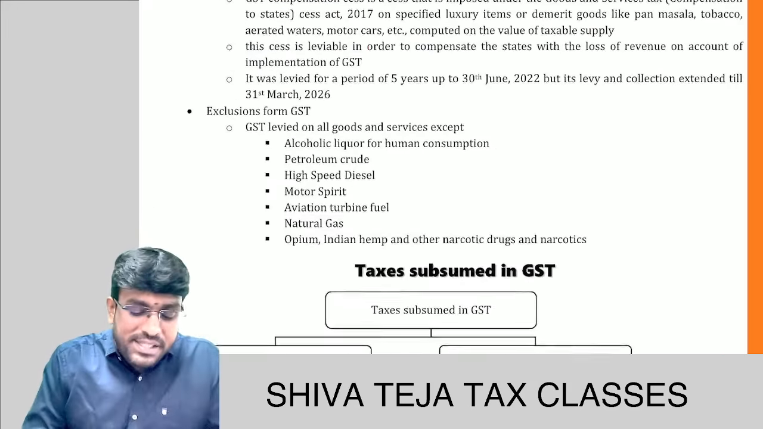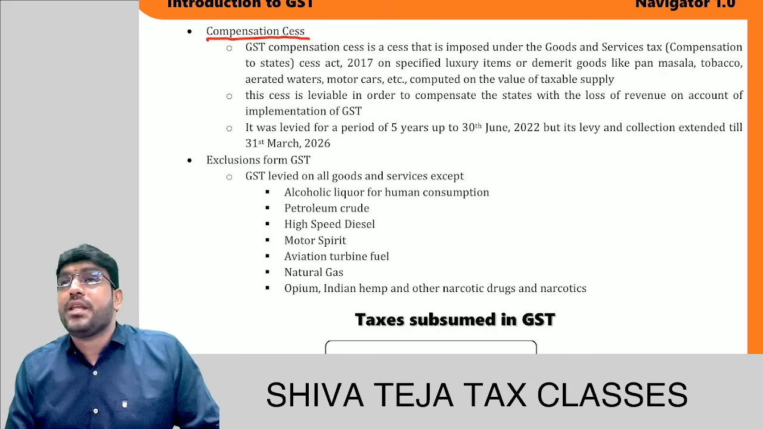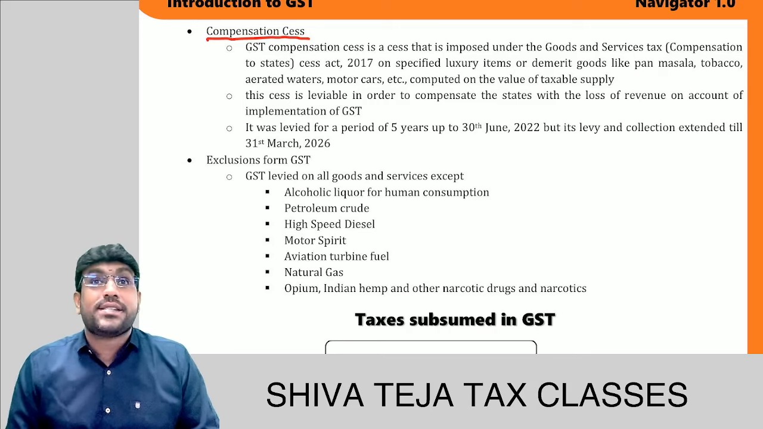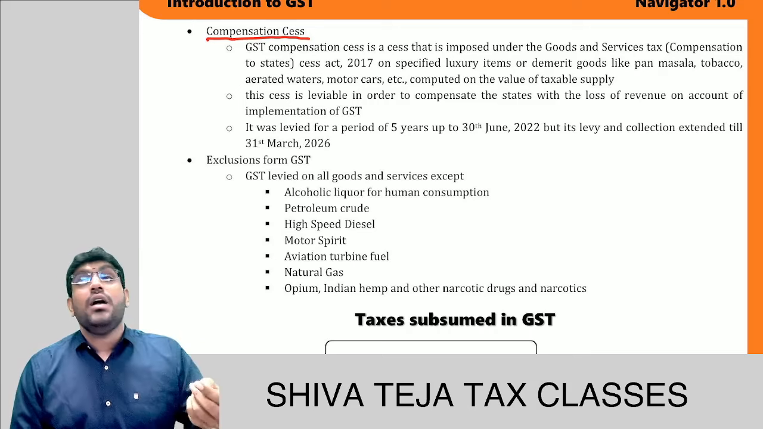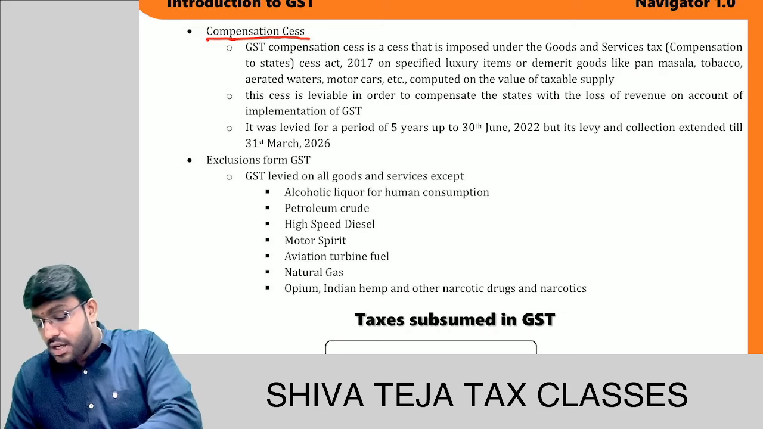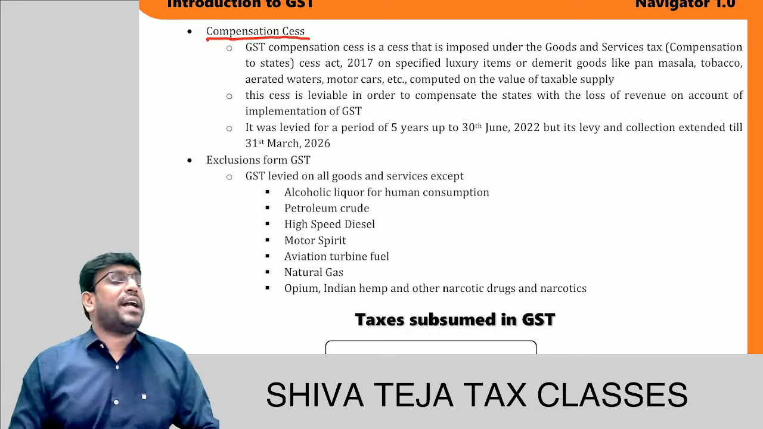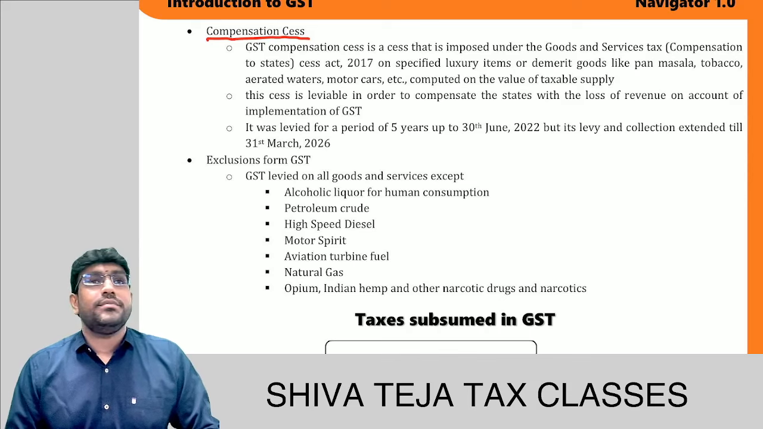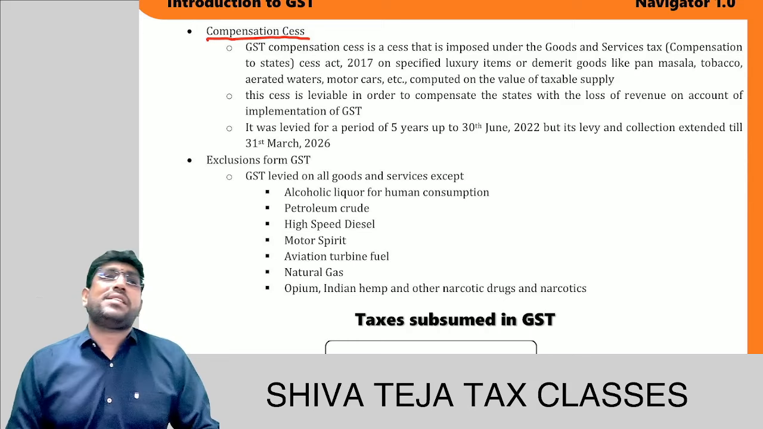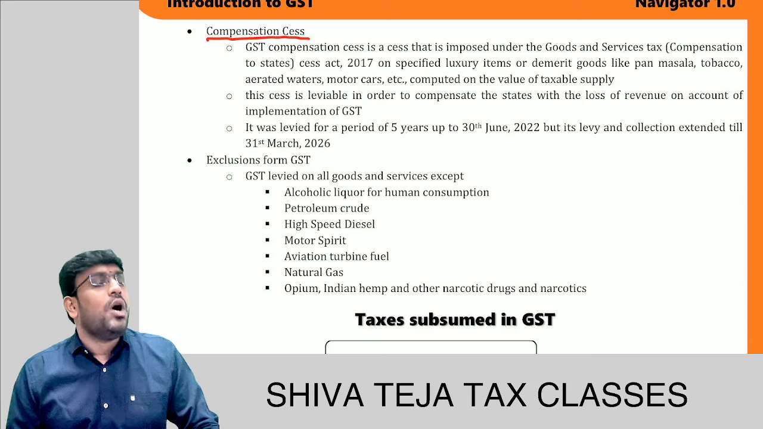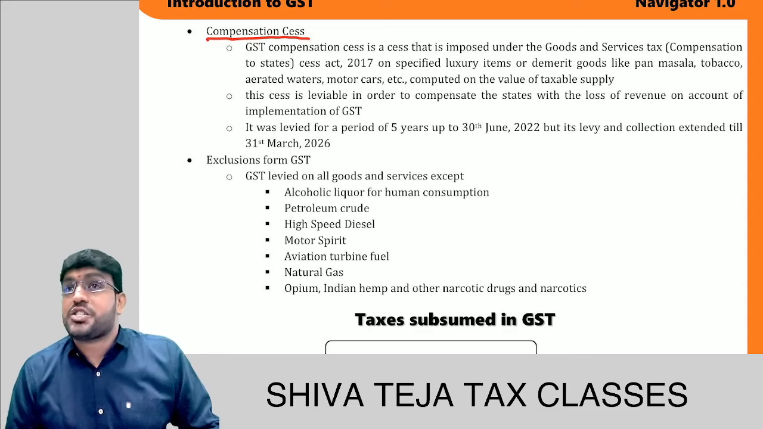Next. Compensation cess. I'm sure you know this. What is compensation cess? It is levied on some products and it is being used to compensate those states who have lost revenue on account of introduction of GST. Correct, right? Straight, clear-cut answer. Understood?